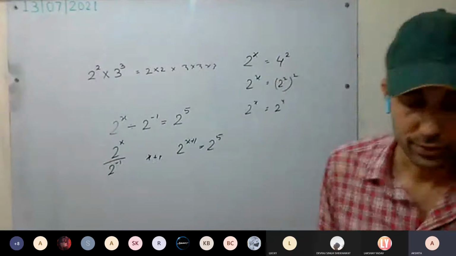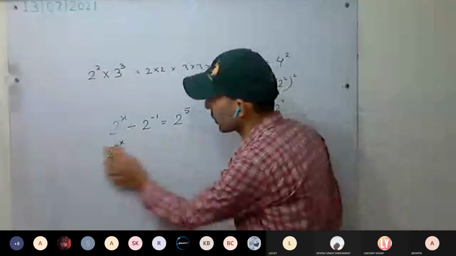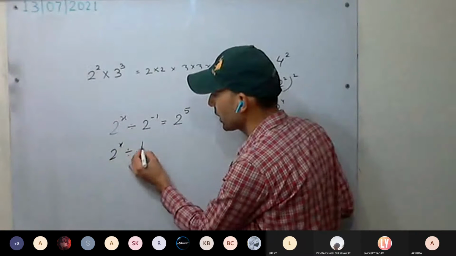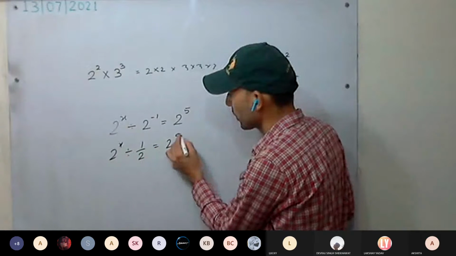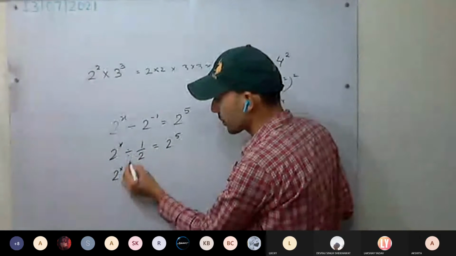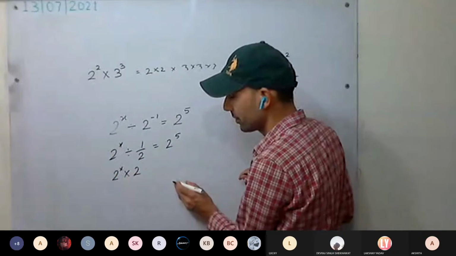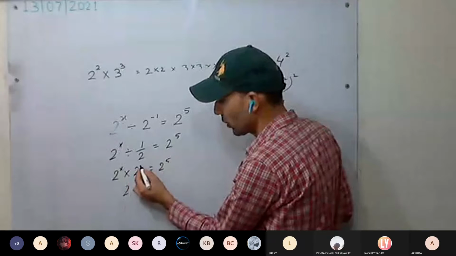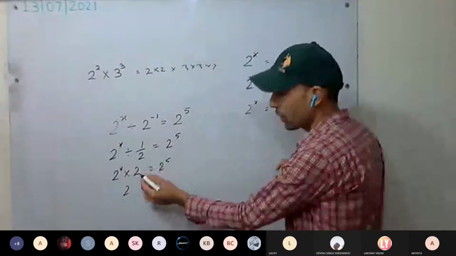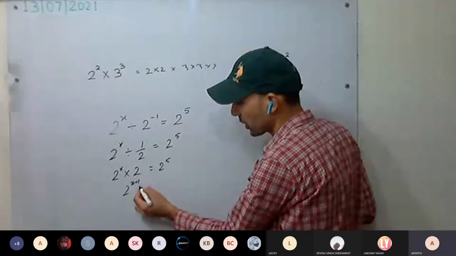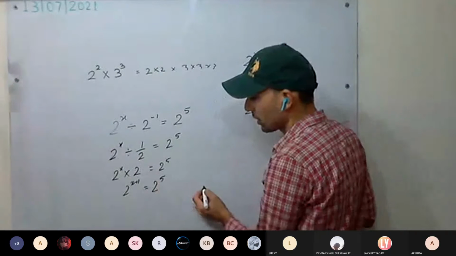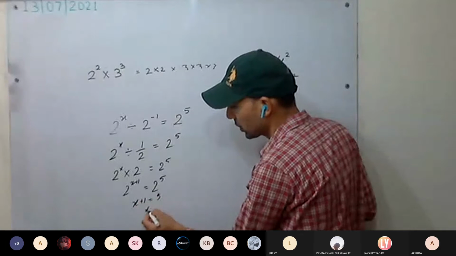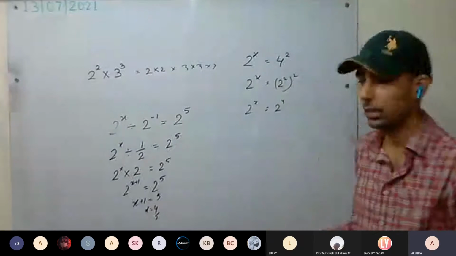You can do it the other way as well. Or you can do it like this: 2 raised to power x divided by 1 by 2 equal to 2 raised to power 5. So 2 raised to power x multiplied by 2, yes or no? 2 raised to power 5. Here it is 2 raised to power 1 only. So x plus 1, 2 raised to power 5. So x plus 1 equal to 5. x equal to 4. You can calculate that.